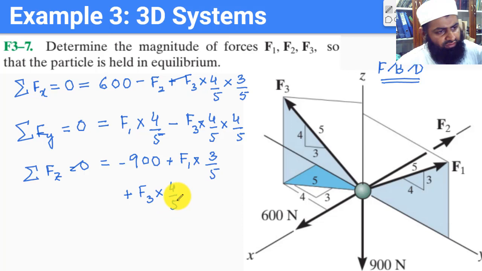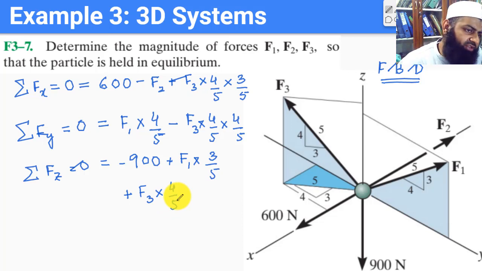I just understood the mistake that we made. To find the shadow, we have to do 3/5 rather than 4/5. 4/5 would give us the vertical component, and 3/5 would give us the horizontal component. So let me make this correction here. This is going to be 3/5, and this is also going to be 3/5.